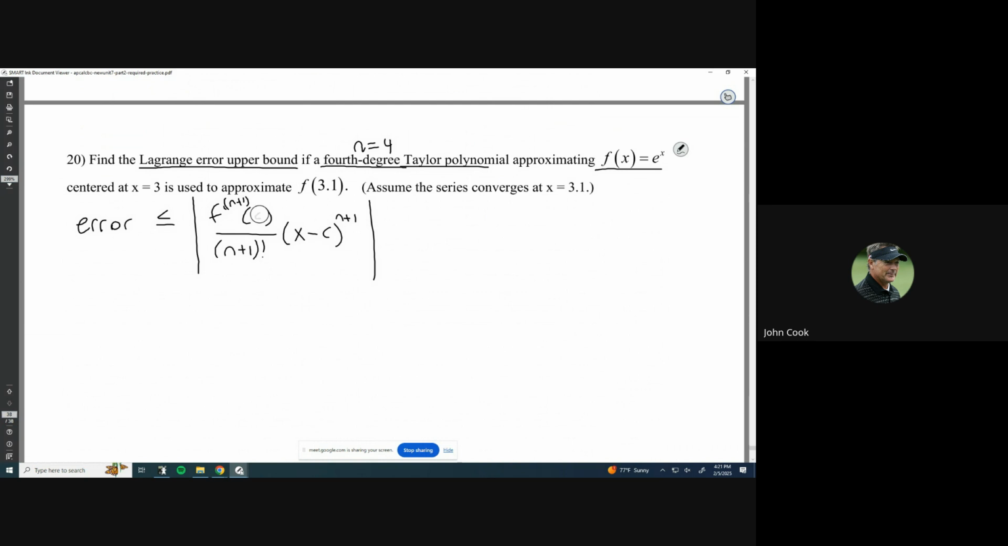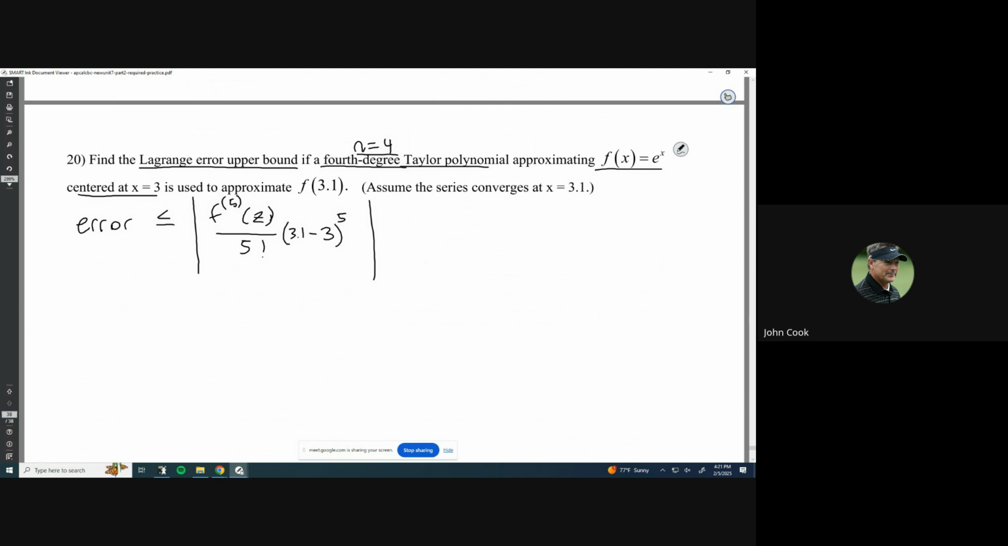And then I replace that little c in there with a z. That means maximum, right? Okay, and then n equals 4. So that means if n is equal to 4, then these are all 5s. There you go. And then let's see. So x is 3.1. And then it's centered at 3 again.